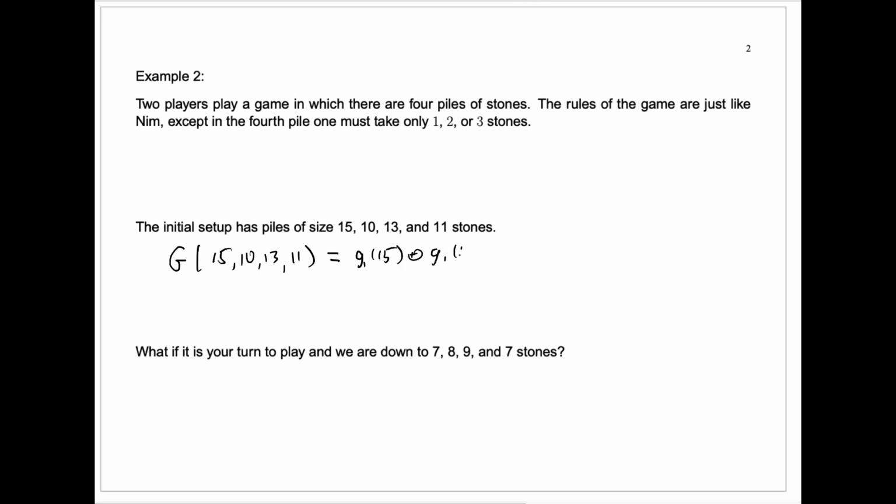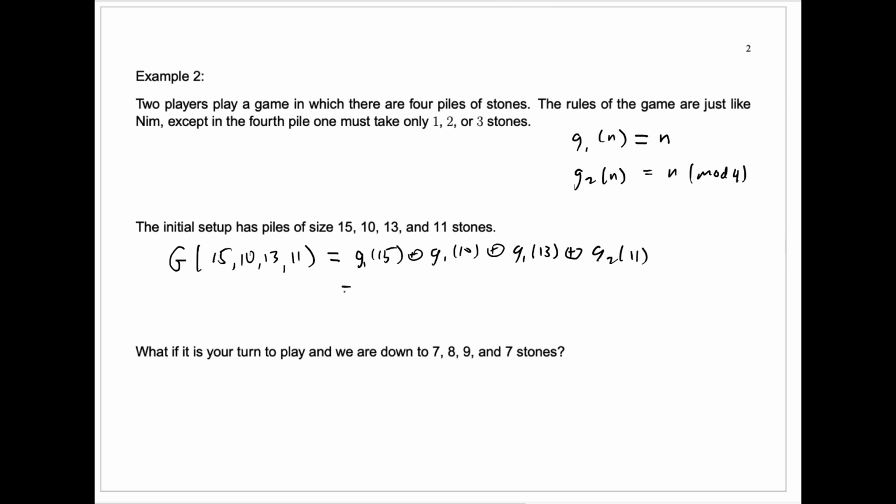with G1 of 10, G1 of 13, and NIM sum with what I'll call G2 of 11, where here G1 of n is the Sprague-Grundy function for a single NIM pile of size n, and we've already seen that that's exactly n. For a single NIM pile where you can take any number of stones you want, up to and including the whole pile, the Sprague-Grundy function for a pile of size n is just n. G2 of n, we saw even in the last example, that will be exactly n mod 4, the remainder when n is divided by 4.